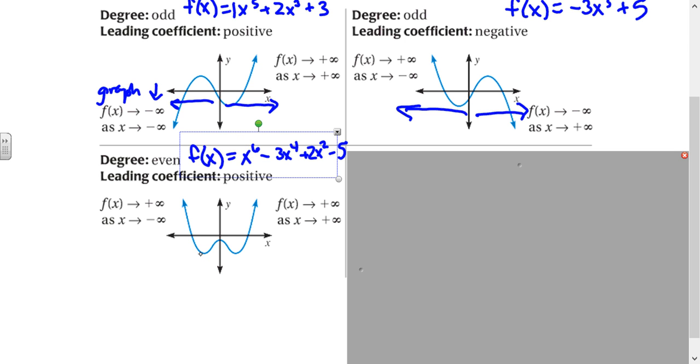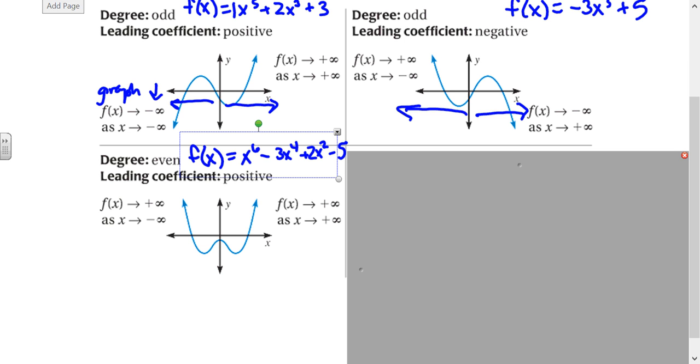What happens is both ends go up, so it makes either a W shape, or if it was x squared, we know that makes a parabola. So you can remember that if it's even, it's like a parabola. It goes up on both sides. Now, if it's x to the 6th, it could have all kinds of squigglies in the middle and be something weird like this. We don't know. But we know that both ends go up. So that's what's important.